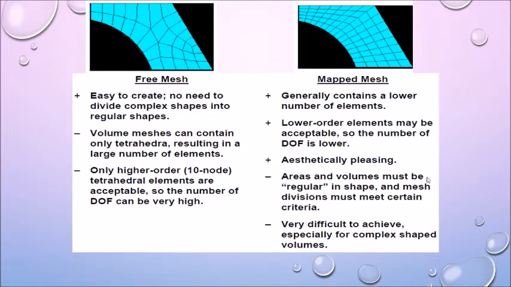It is aesthetically pleasing, but areas and volumes must be regular in shape, and mesh divisions must meet certain criteria. This is very difficult to achieve, especially for complex shape volumes. And another important thing we should remember is that free mesh is easy to create, but it can reduce the accuracy level. Mapped mesh is difficult to achieve, but it increases the accuracy level.